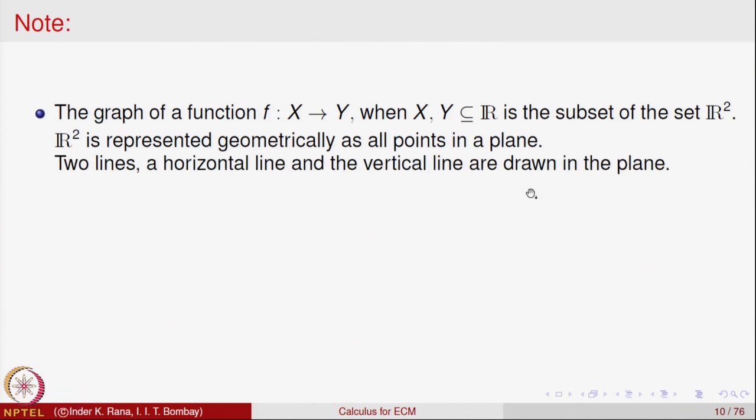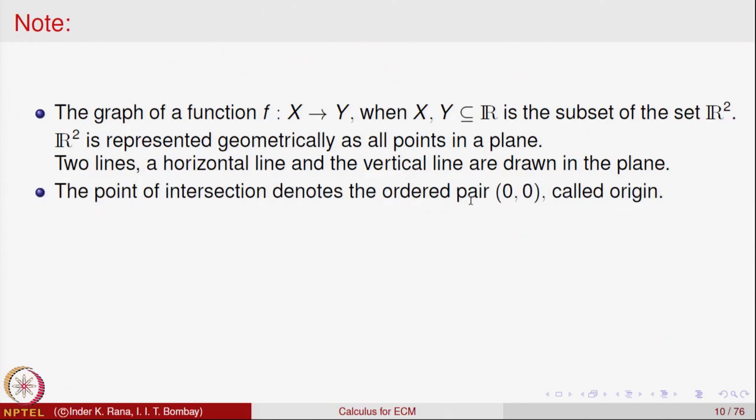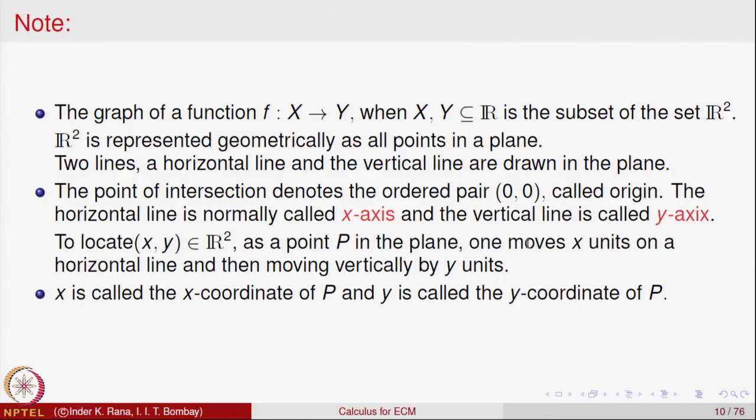The representation is that we take a plane and draw two lines, one horizontal line and another vertical line. Because one is horizontal and the other is vertical, they are perpendicular to each other. So, they will intersect somewhere at a point, and that point is called the origin. The horizontal line is called the x axis and the vertical line is called the y axis.